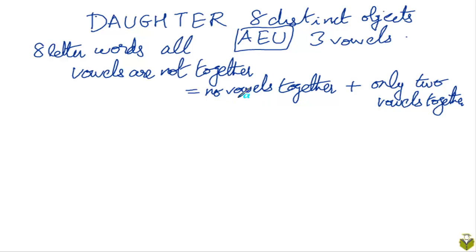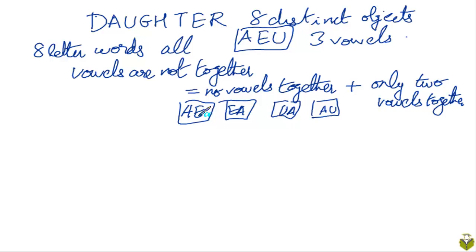So no vowels together means that any arrangement like AE or EA, UA, AU should not occur in the 8-letter word. And only 2 vowels together is that you can have A and E together but not A, E, and U together, because that will be 3 vowels together, right? So both of these cases are possible. So it will be a very complicated question actually if we had to solve it using this method.